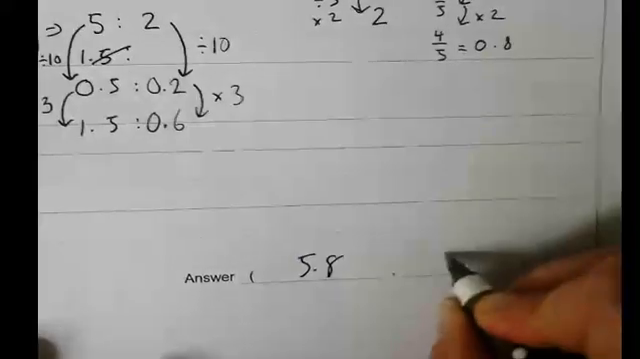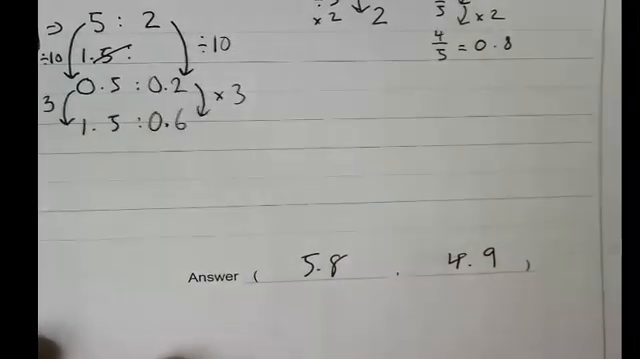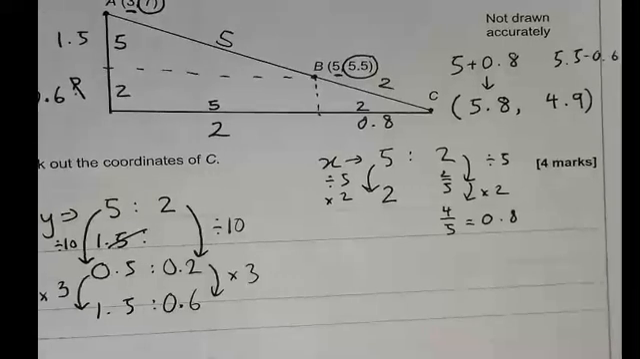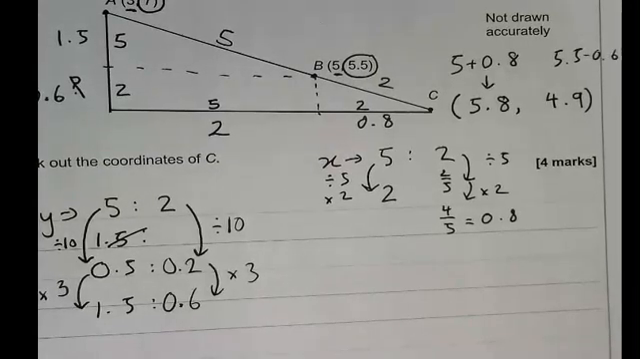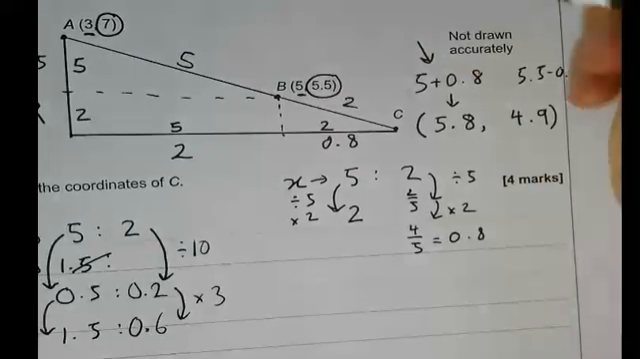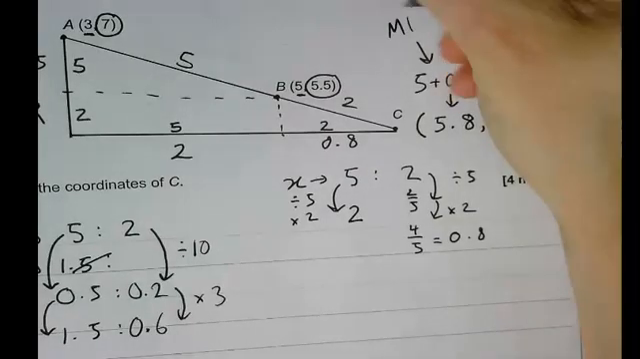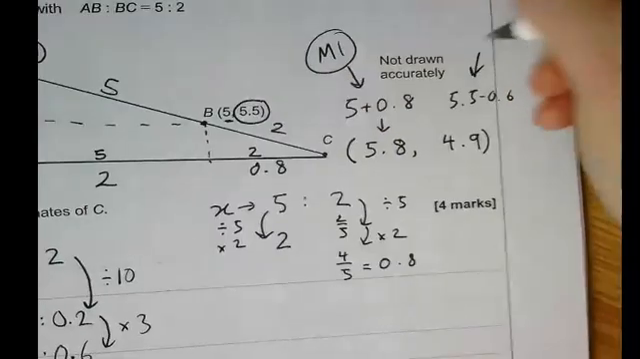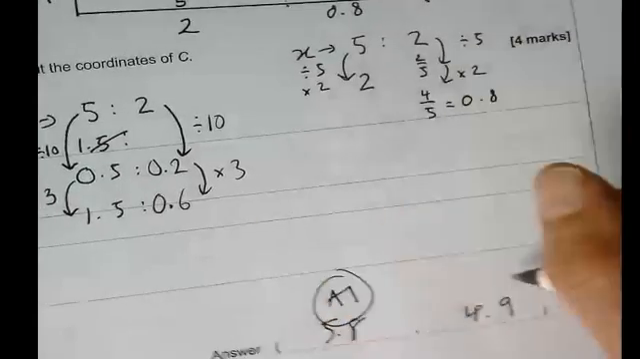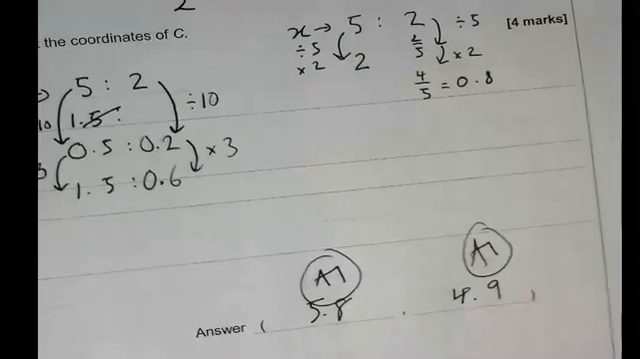5.8 and then 4.9. You would get 1 mark for showing up. You needed to get up to this line actually, showing 5 plus 0.8, the equivalent of that. And then 1 mark for getting up to this line in the y coordinate, 5.5 subtract 0.6, and then 1 mark for each of these values.